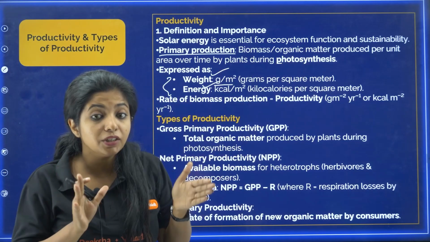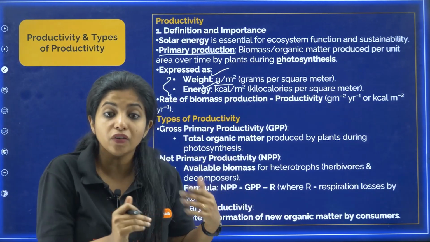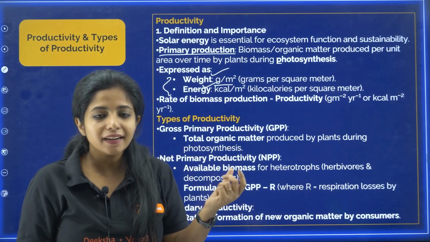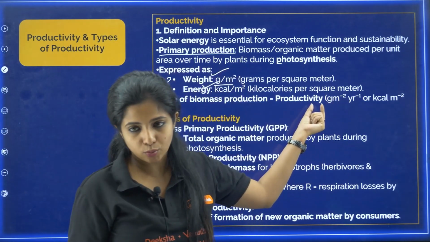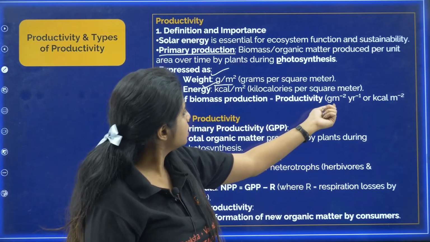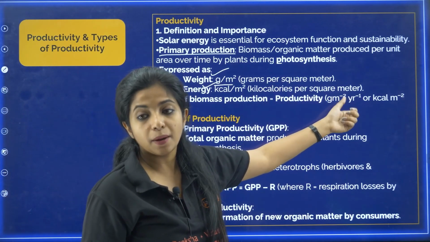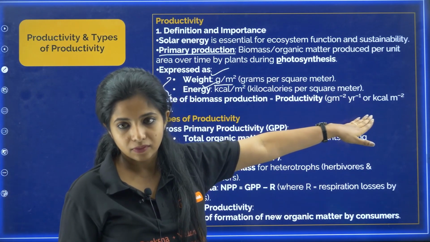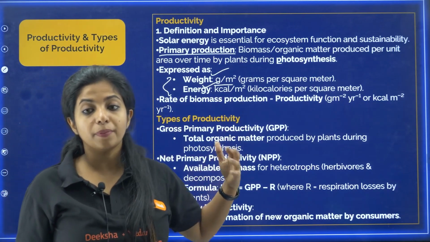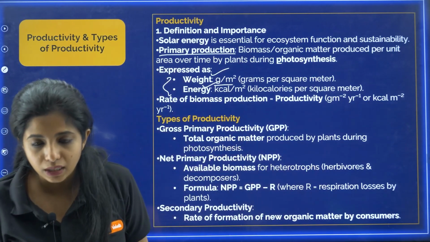Now, if I add the term rate to it, the rate of biomass production, I will call this as productivity. In that, I will be including the time as well. So over here it was grams per square meter, and apart from that there is year. Okay, that is year here as well. So that is the rate of the primary production, and this is known as productivity, my dear children.